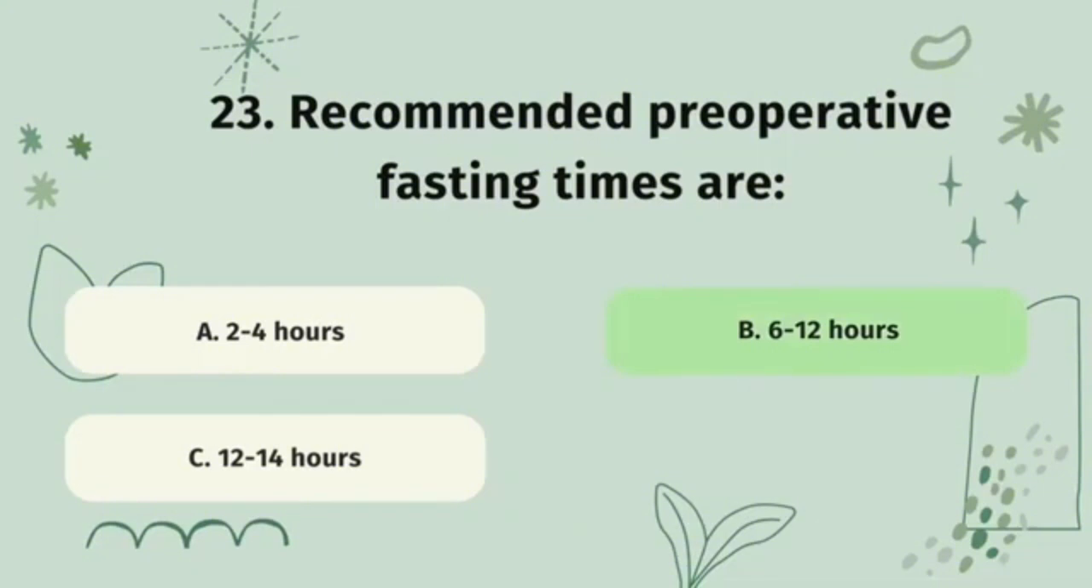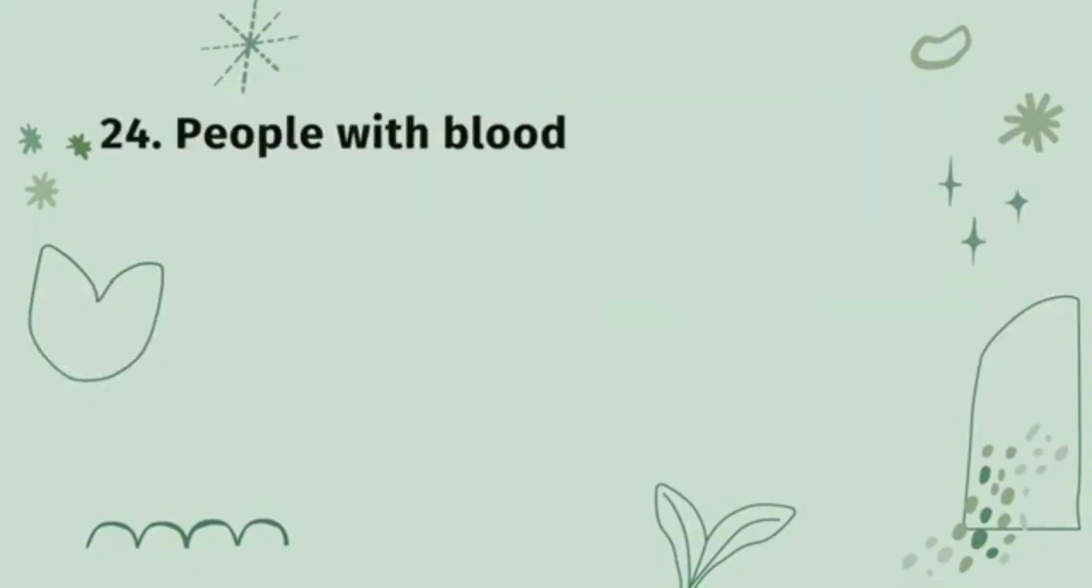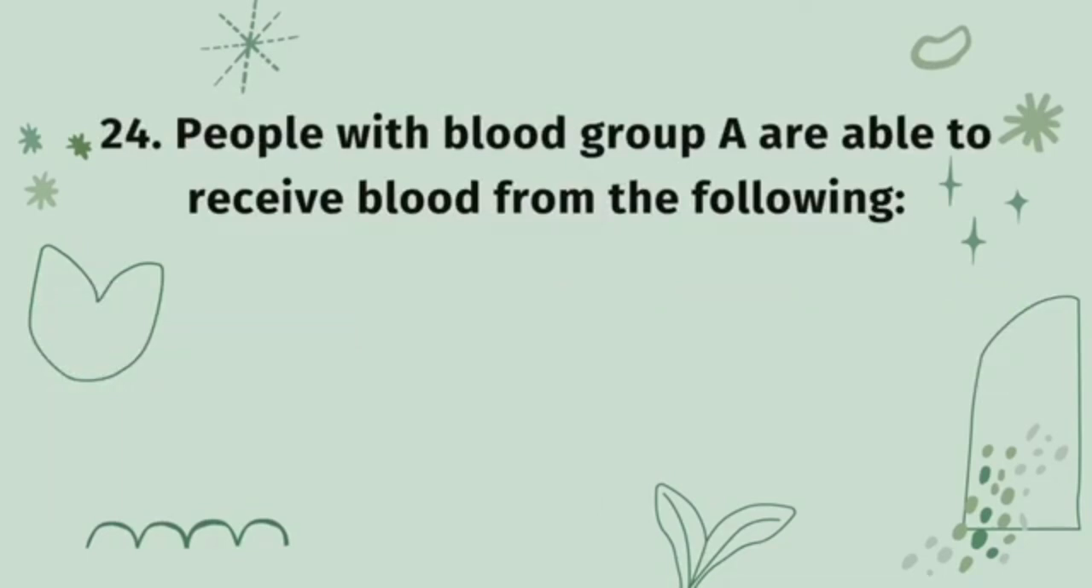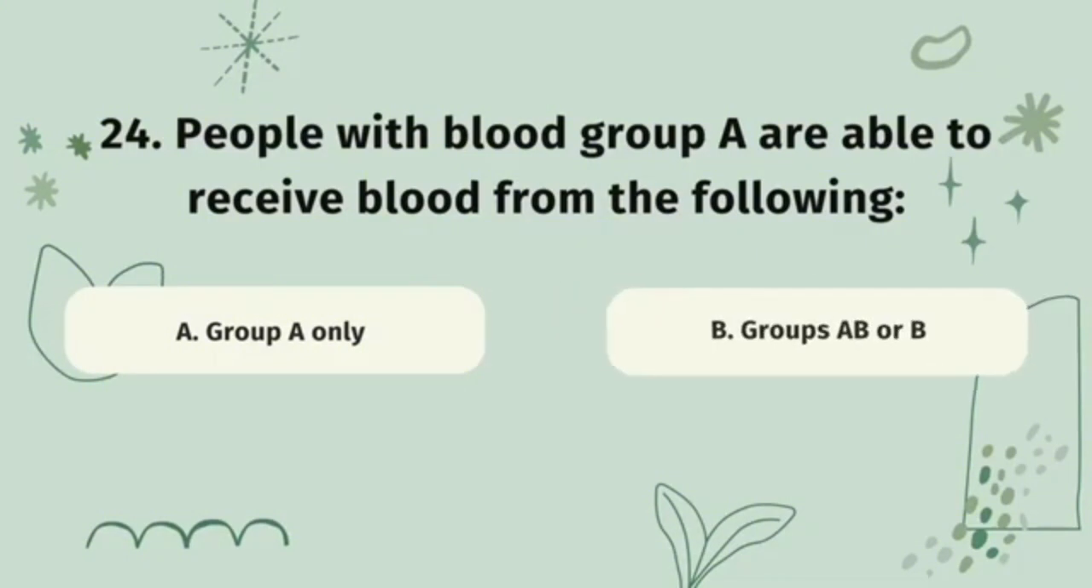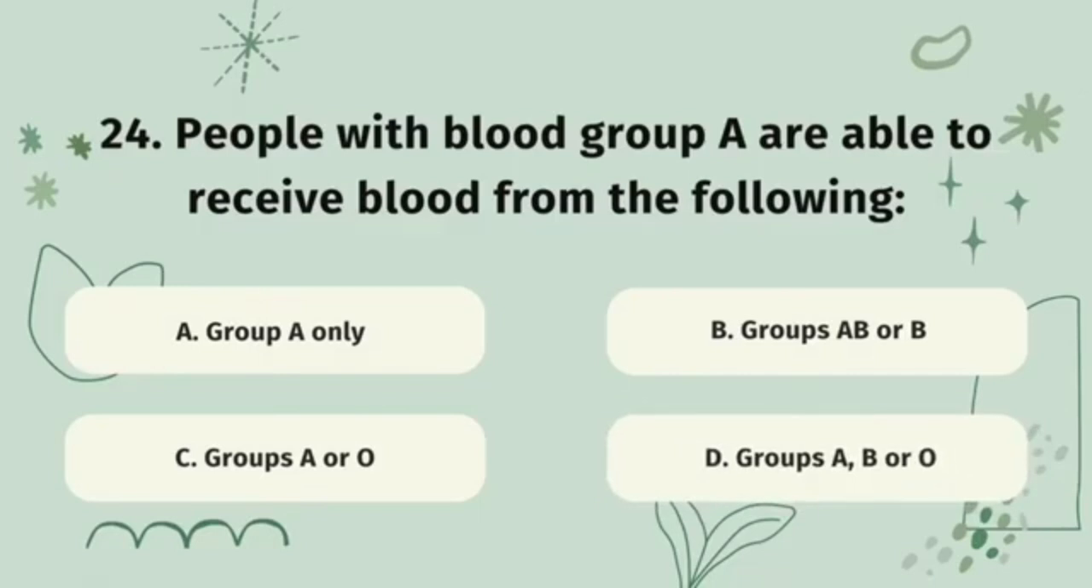The correct answer is B. Question 24. People with blood group A are able to receive blood from the following: Option A Group A only, Option B Groups A, B, or B, Option C Groups A or O, Option D Groups A, B, or O.